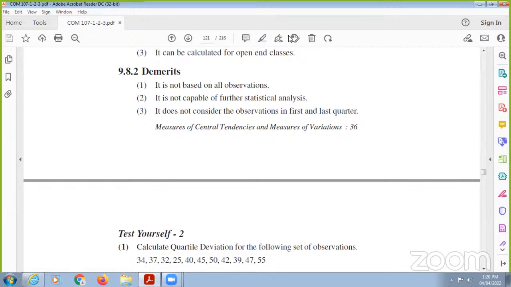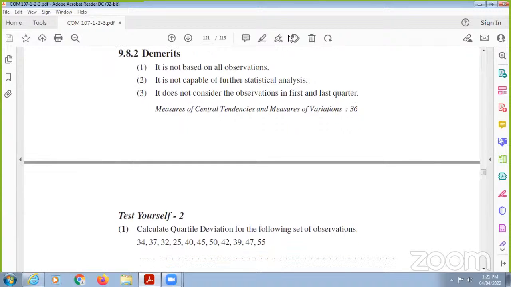Now we have to arrange this data serially, from lower to higher. The lowest number here is 25. So arranging the data: 25, 32, 34, 37, 39, 40, 42, 45, 47, 50, and 55. So these are the 11 numbers here.